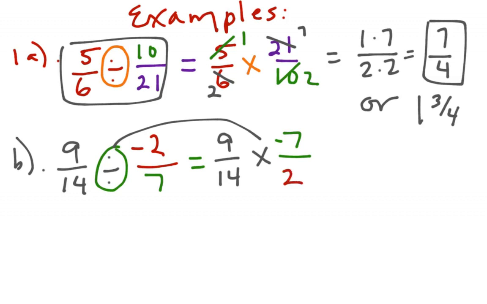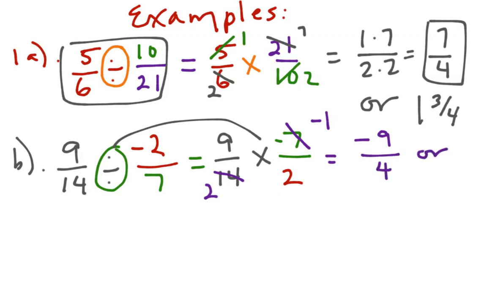Looking for common factors. 2 and 9, no. 2 and 7, no. 9 and 14, no. 7 and 14, yes. So -7, if I factor out a 7, I get a -1. Factor a 7 out of 14 and I get 2. Multiply 9 times -1, I get -9. 2 times 2 is 4.